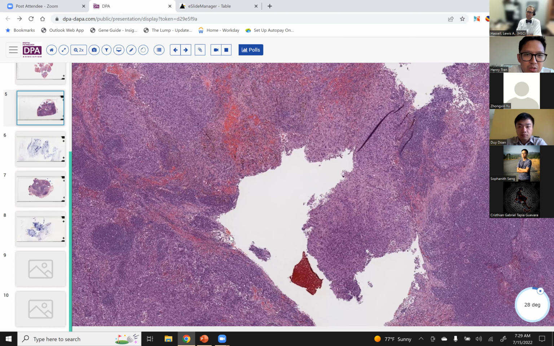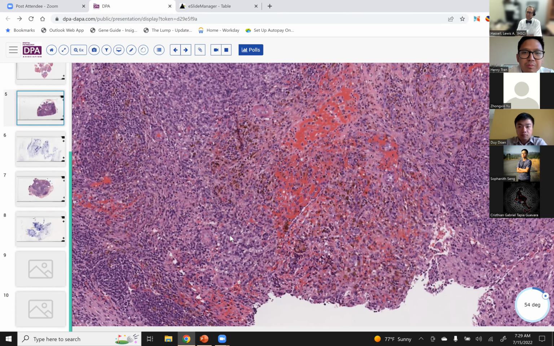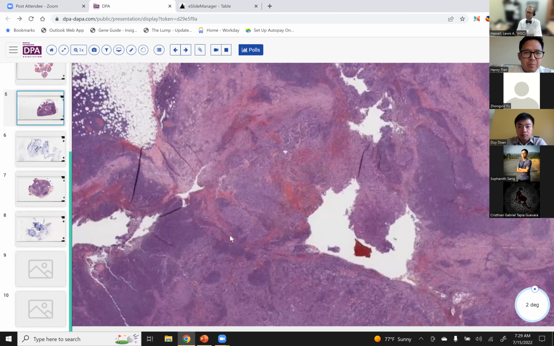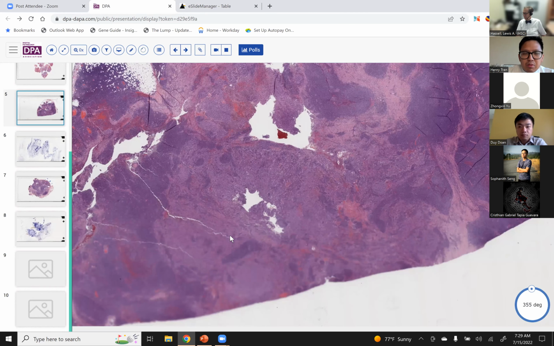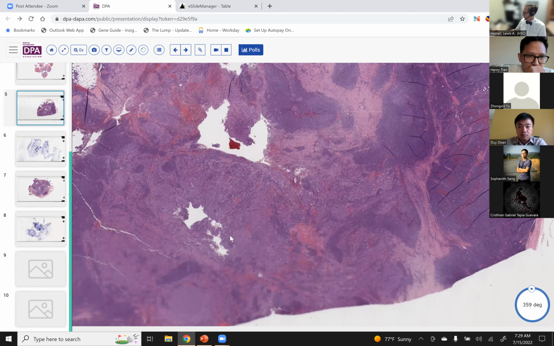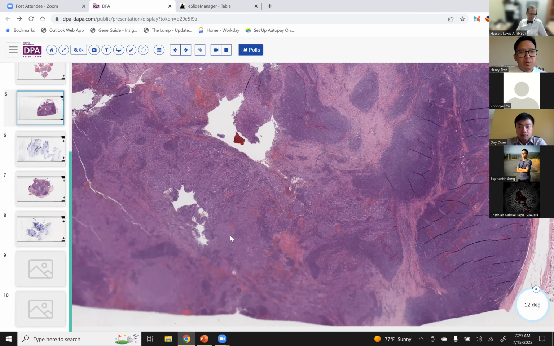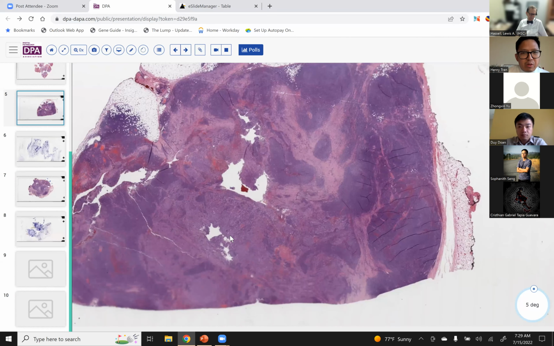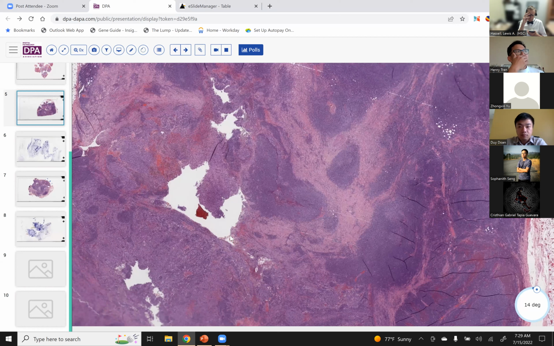So you'll see a lot of red cells and hemosiderin within this lesion, as well as cystic spaces. Along with that and the peripheral lymphocytic cuff, you definitely think about this tumor. The way to confirm this tumor is through molecular testing.